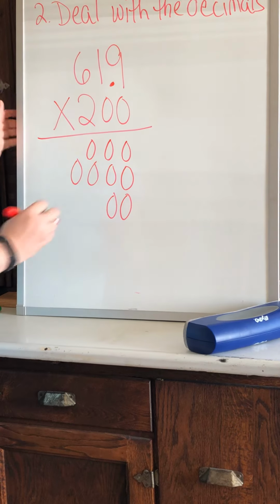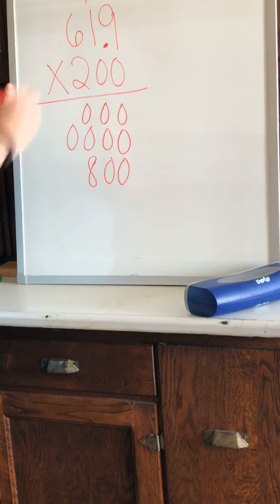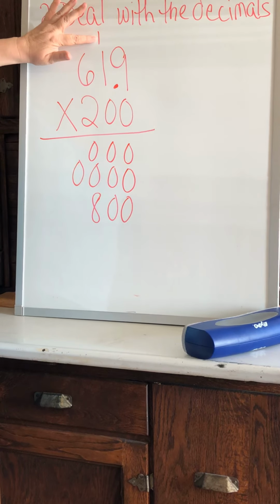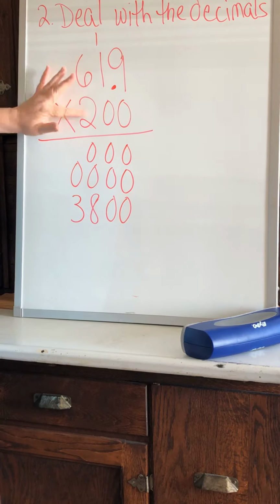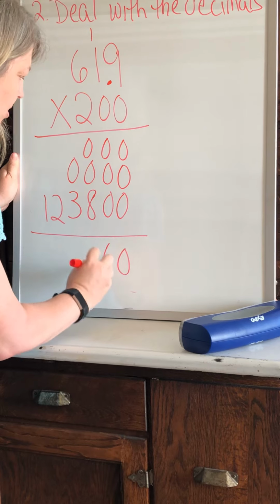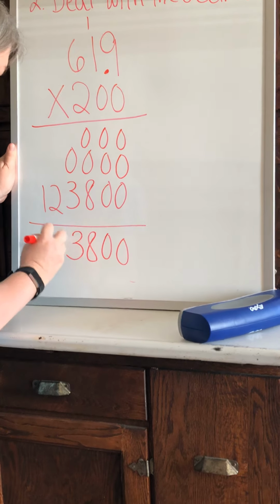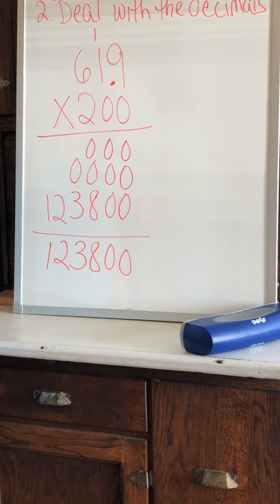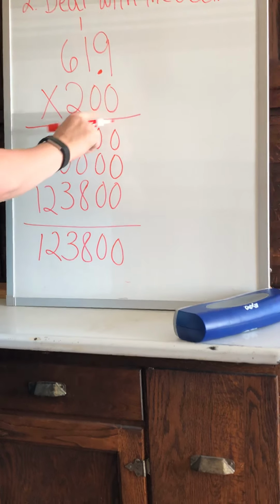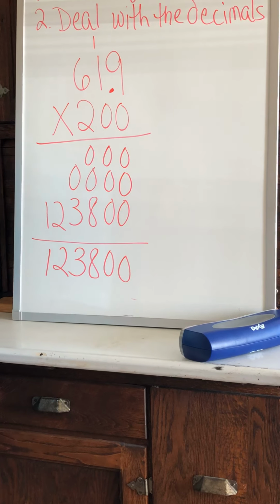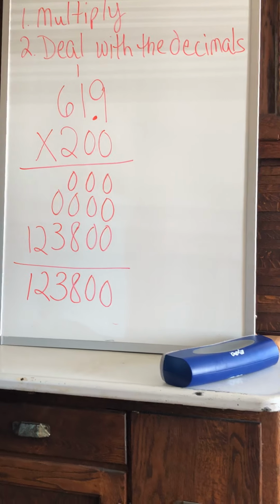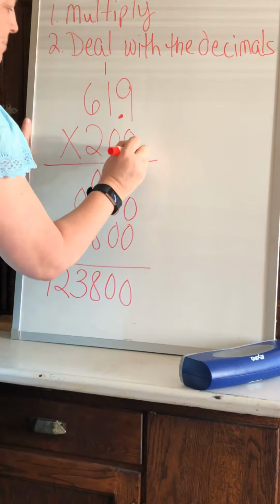2 times 9 is 18. Carry that 1. 2 times 1 is 2. Plus 1 is 3. 2 times 6 is 12. Go ahead and add all that up together. Alrighty. So let me ask you a question. Where is that decimal for this 200? It is a whole number. It's 200, so if you don't see the decimal, it's always at the end. So let's go ahead and place that decimal.